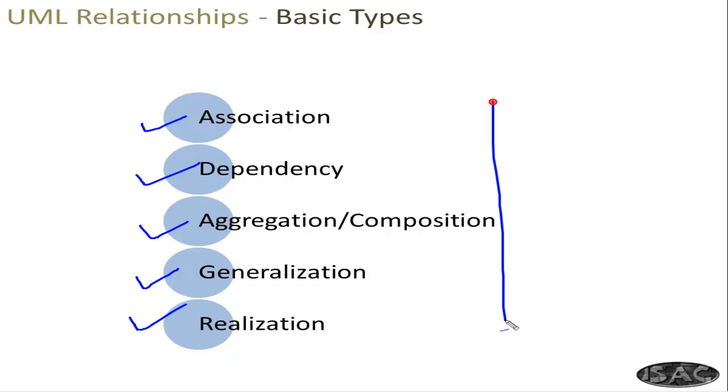Now, all of these relationships are between various objects or classes. So, we will see how the objects and classes have this kind of a relationship and how they communicate with each other to define a model for your system.